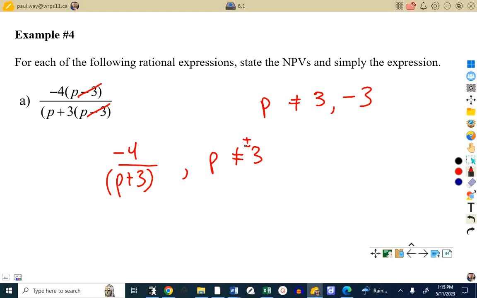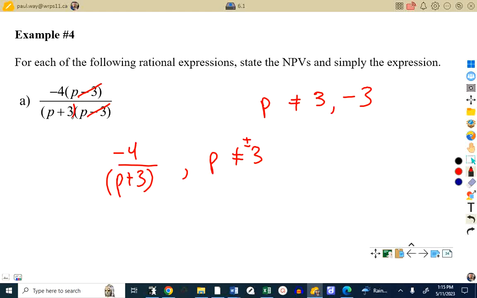Nate, you said we can cancel the P minus 3s. Why? Because they're both factors. Because they're both factors. Excellent. There's a P minus 3 as a factor on the top and on the bottom. Can you tell me, Nate, why you know P minus 3 is a factor of the top and the bottom? Right. They're both multiplied by their surroundings. It's not P minus 3 and then plus something.